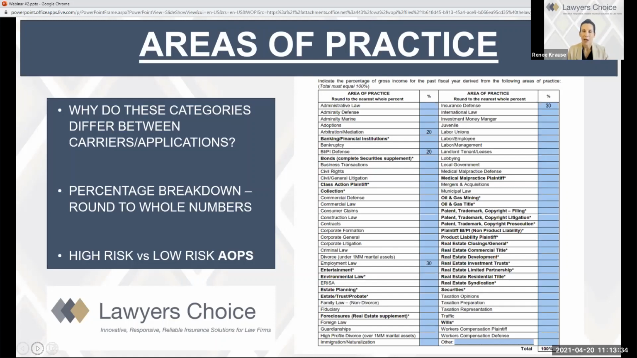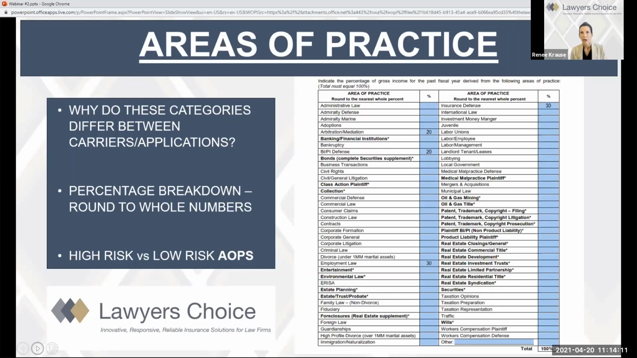So don't be proactive in the way you answer this question. Don't think about what areas of practice we are planning on engaging in next year. Keep it to what we have done in the past, and know that you are not obligated to only practice in these areas that you indicate. If after you place your coverage, you engage in some other areas of practice, it's completely fine. And you will provide notice of that on the following year's application, and that may impact your rate. So for the purposes of what you're doing at renewal, you want to keep it to what you did last year, and round the whole numbers.